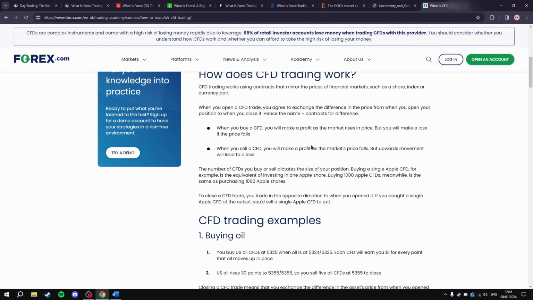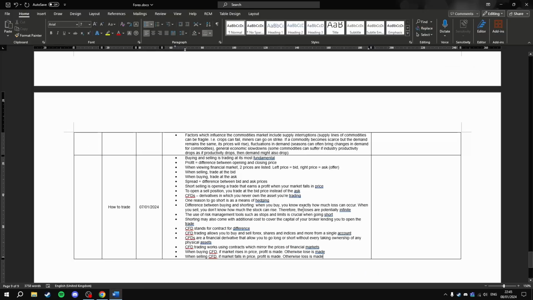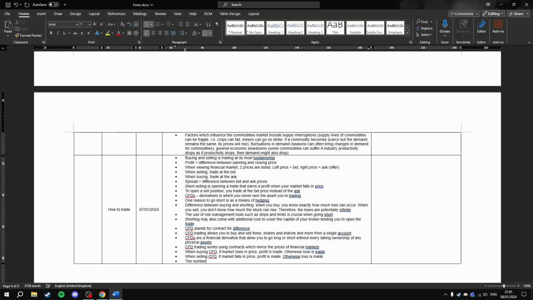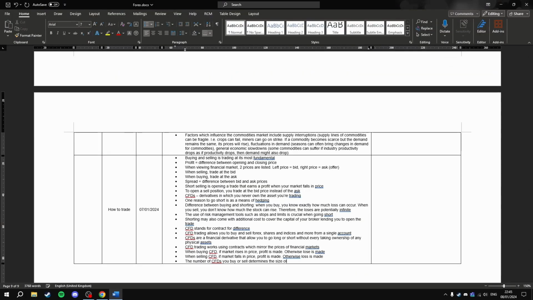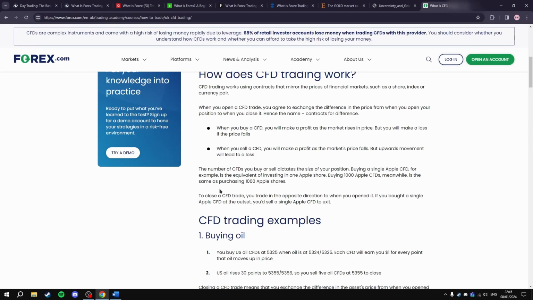The number of CFDs you buy or sell dictates the size of your position. Buying a single Apple CFD, for example, is equivalent to investing in one Apple share. Buying 10,000 Apple CFDs is the same as purchasing 10,000 Apple shares. The number of CFDs you buy or sell determines the size of your position. You then close a CFD trade in the opposite direction.